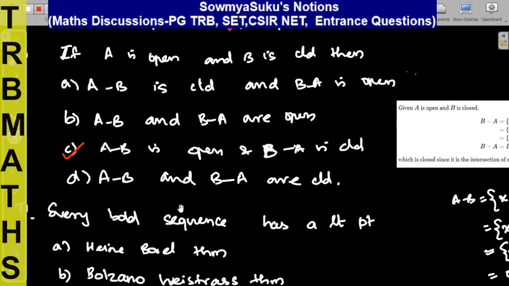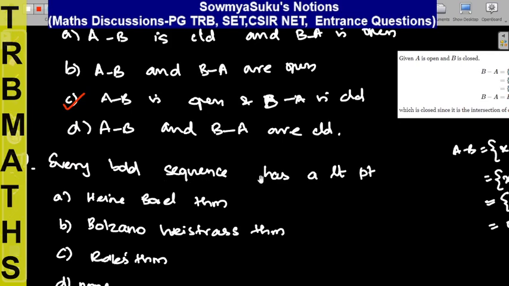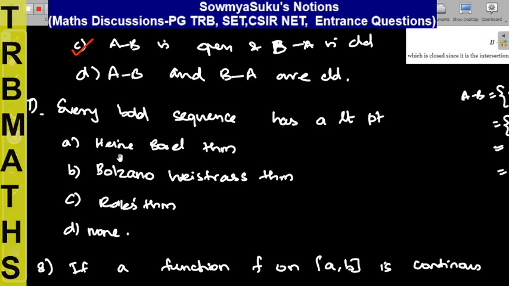Then you can see the seventh question. Every bounded sequence has a limit point. Heine-Borel theorem, Bolzano-Weierstrass theorem, Rolle's theorem. So every bounded sequence has a limit point, that is the Bolzano-Weierstrass theorem.